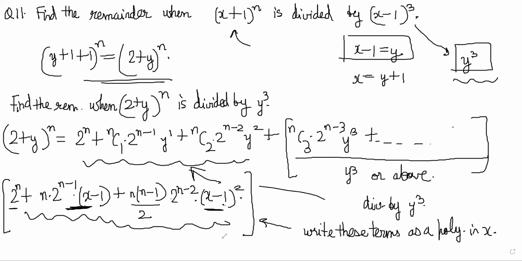Let's move on. Next question for us is question 12. Solve the equation, this one. x power 4 minus 2x cube plus x square minus 2x plus 1 is equal to 0.